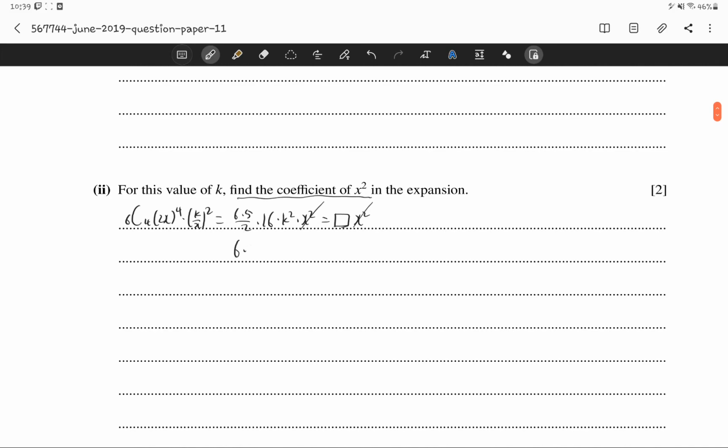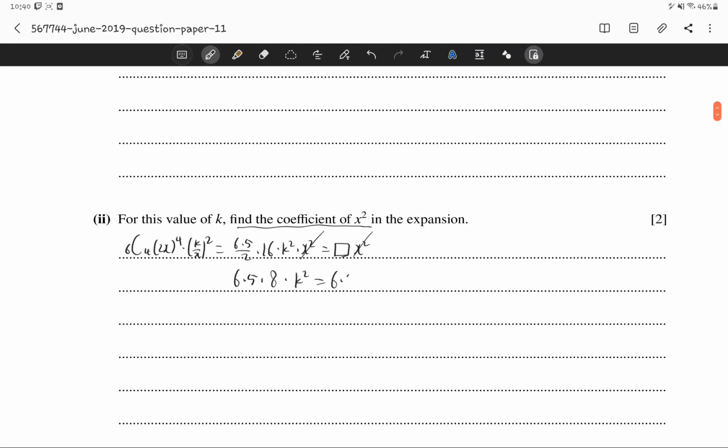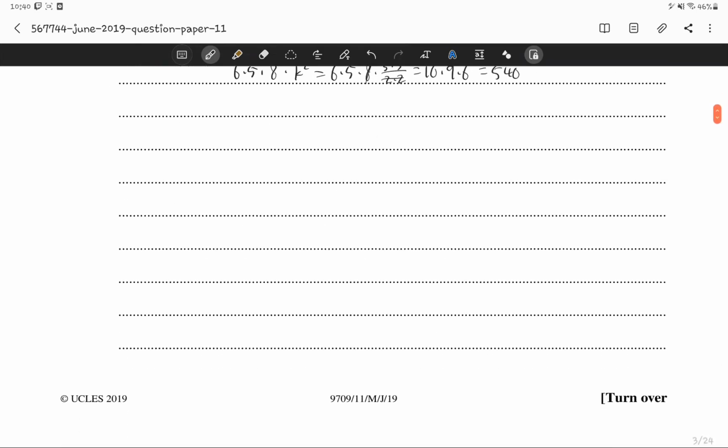Okay, so that's 6 times 5 times 8 times k squared. What was k? 3 over 2. So that's 6 times 5 times 8 times 3 times 3 divided by 2 times 2. Okay. That's like that. This is 10 times 9 times 6, I think. 9 times 6 is 54. So this equals 540. There you go. Is that right? It's the same as this one.